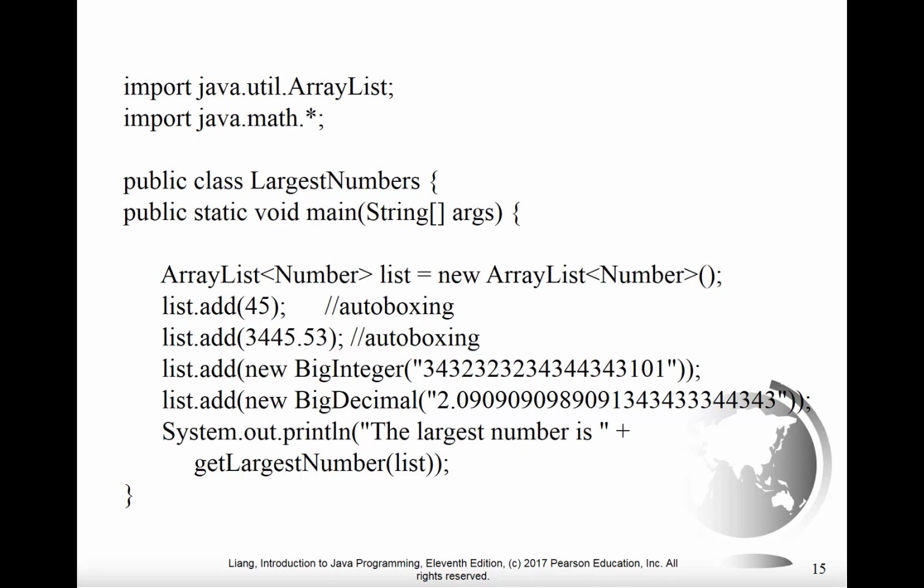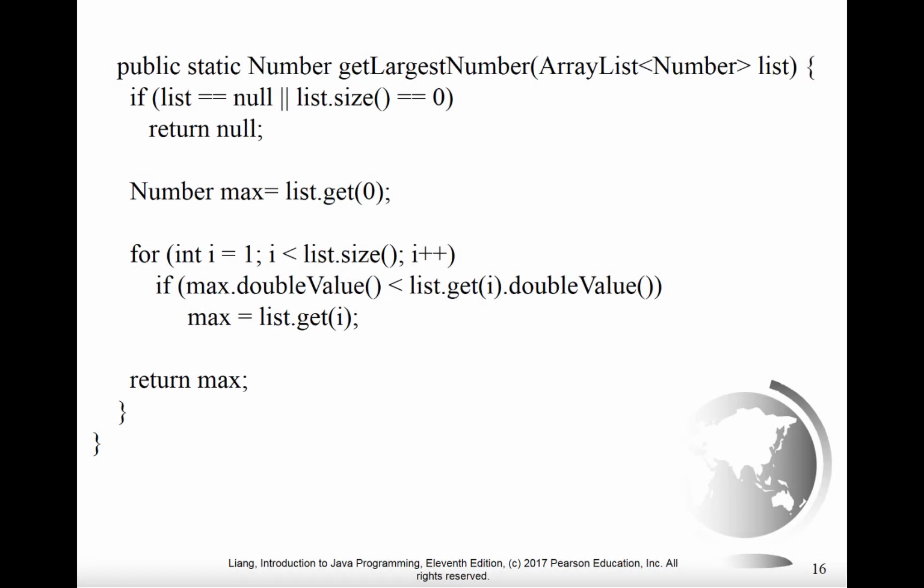To finish this off, we print a message that says the largest number is, and then we print the returned result from getLargestNumber, passing it our list. We haven't seen that implementation yet, but that's going to be on the next slide. So now let's talk about how this implementation is going to work.